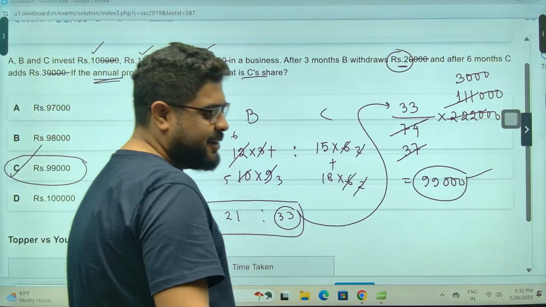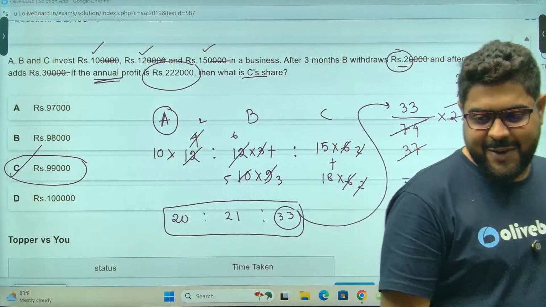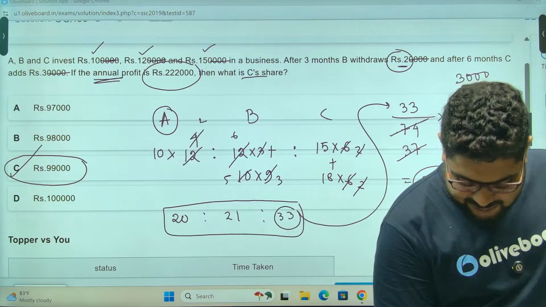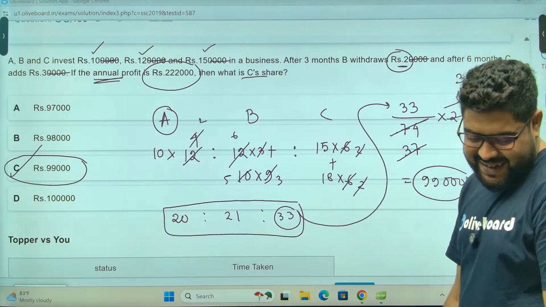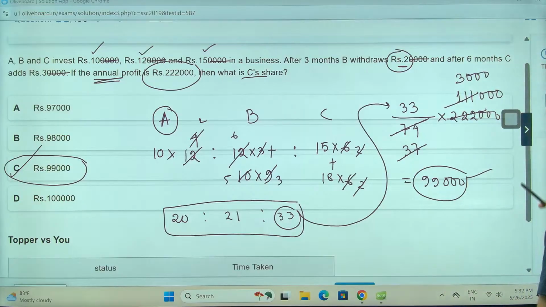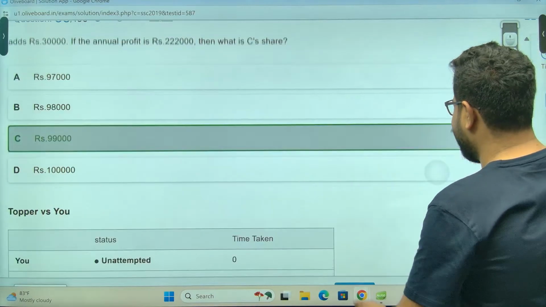Again, love for C is back. Enough, we had made a lot of questions where the answer was not C, right? So again it has come back. So option C is the correct answer.